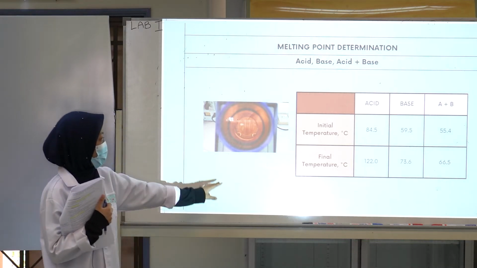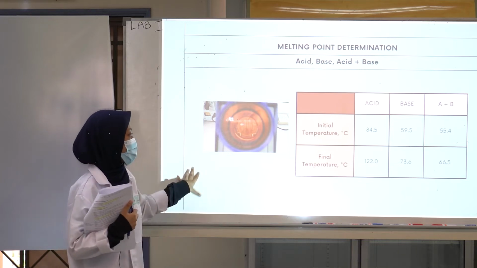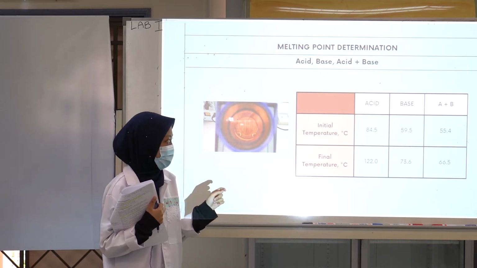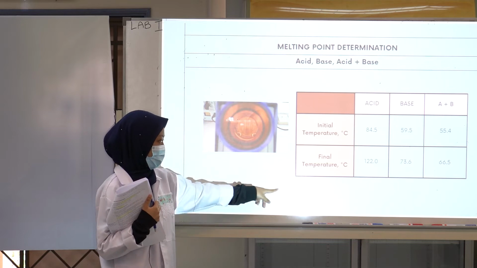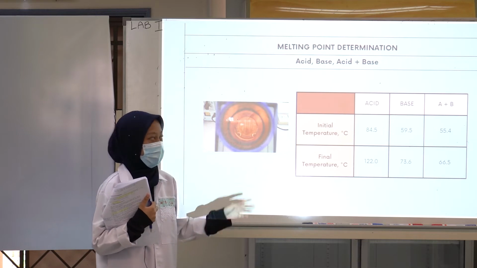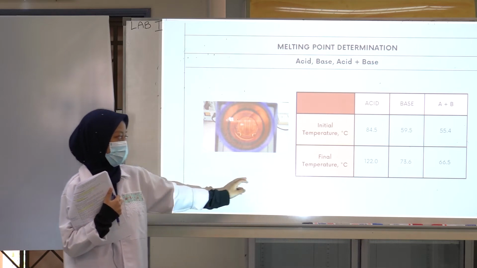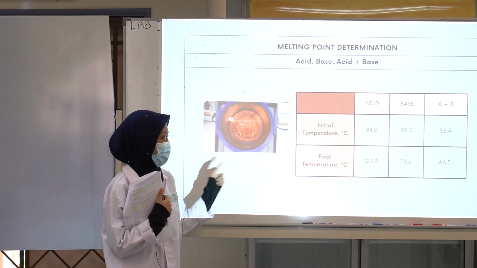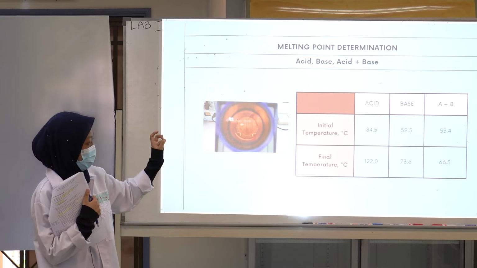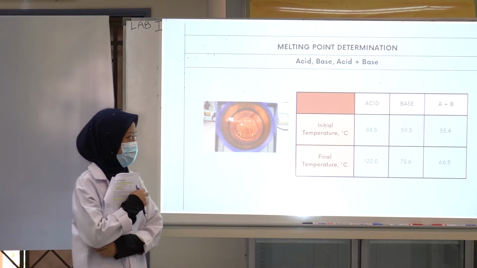So this is the result that we get. Initial temperature basically is when the solid first melts. So for acid, we got 88.5 degrees Celsius, and final temperature, which is when it has completely melted, 122 degrees Celsius. For base, 59.5 degrees Celsius for initial, and final temperature 73.6 degrees Celsius. After that, the mixed compound, acid plus base, we got 55.4 degrees Celsius and final temperature 66.5 degrees Celsius.